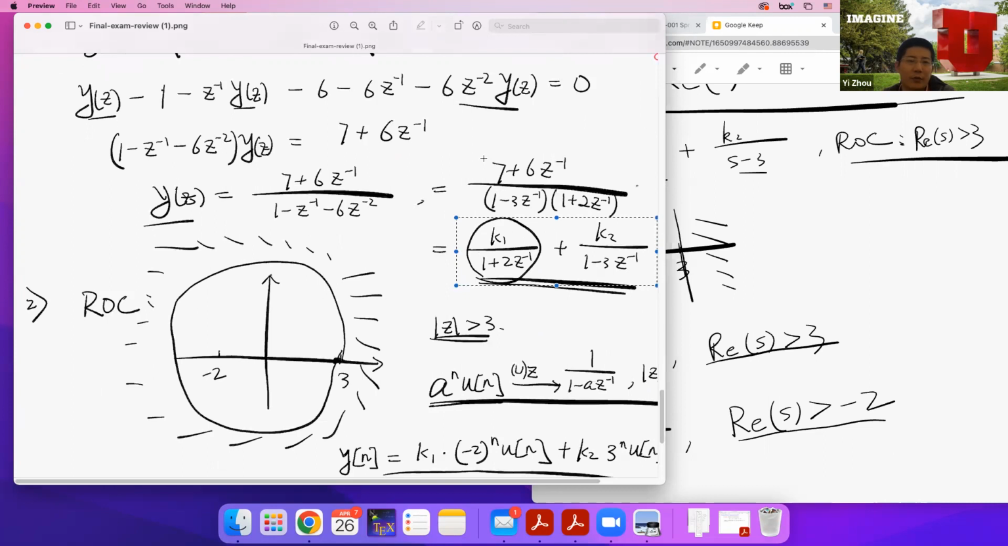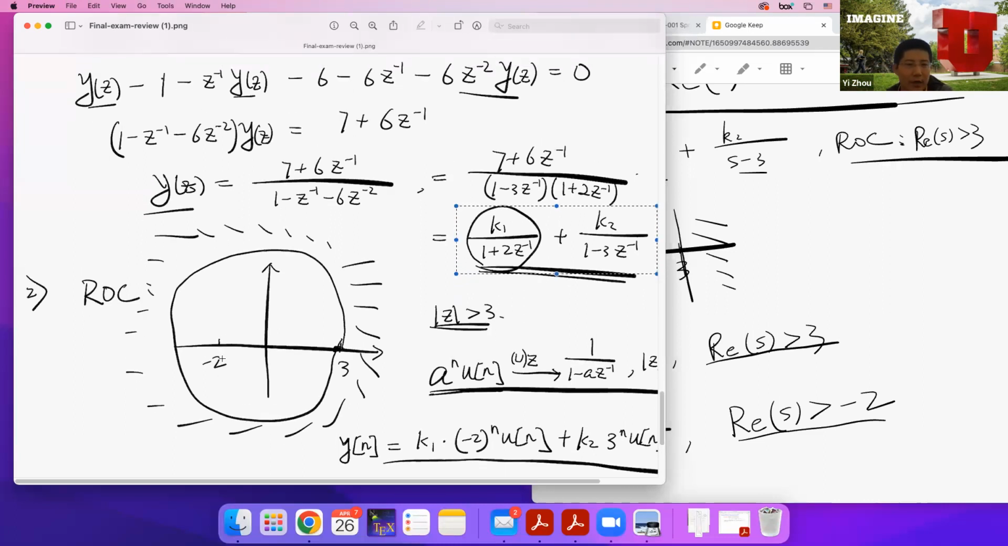So here, from the unilateral transform, we can see 2 poles. One is 2, one is negative 2, one is 3. We have 2 poles on the denominator. So we can draw them here, negative 2, 3. These are 2 poles.